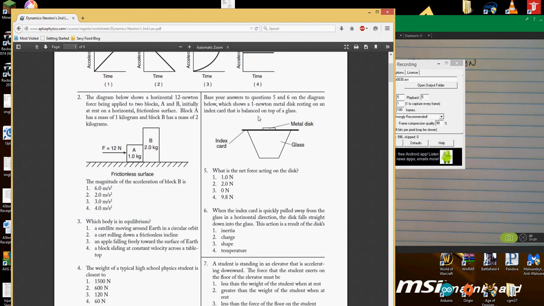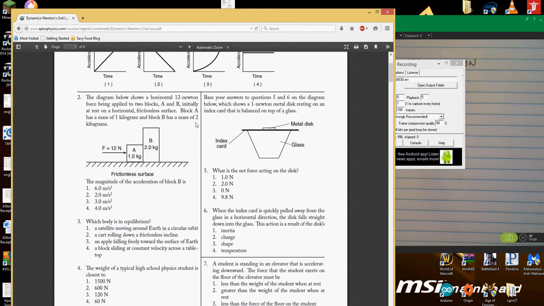Okay, question number 2. The diagram below shows a horizontal 12 Newton force being applied to two blocks, A and B, initially at rest on a horizontal frictionless surface. Block A has a mass of 1 kilogram and block B has a mass of 2 kilograms. The magnitude of the acceleration of block B is going to be, and the answer you should have chosen is the 4 meters per second squared.